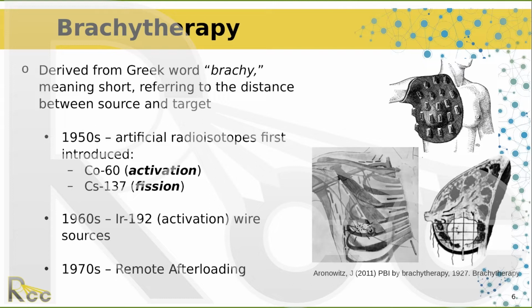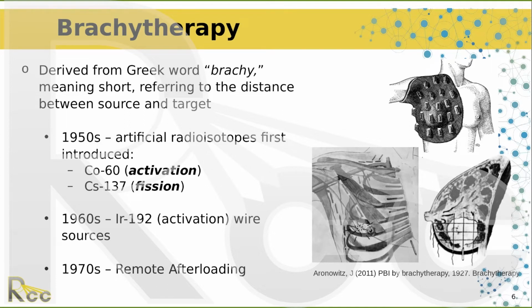In the 1950s, the first artificial radioisotopes were introduced, and that was because we created nuclear reactors. So then we had some activation products. We were able to activate cobalt from nickel, irradiating it with neutrons. It would absorb a neutron and become radioactive cobalt. And then we also had fission products from the uranium splitting. One of those was cesium-137, and they were able to extract that and purify it. Both of those turned out to be really important radionuclides for many years.